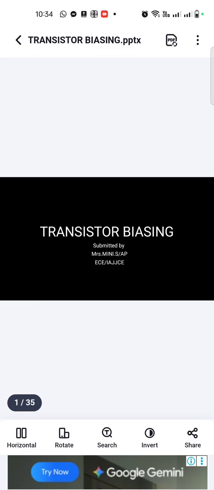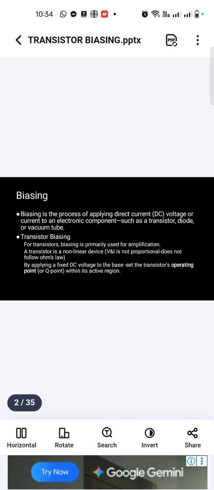Now I am going to explain the topic transistor biasing. First we should know what is meant by biasing. That means applying DC voltage to a circuit. It's the simple meaning for biasing. So biasing is the process of applying direct current, voltage or current to an electronic component such as a transistor, diode or vacuum tube. This is what biasing is.